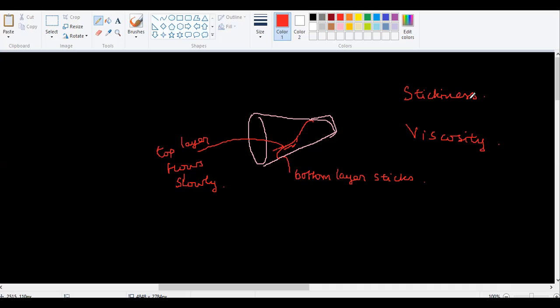But stickiness is a qualitative term. I can say honey is much stickier compared to water. But compared to water, oil is more sticky. So I can say water is here, then oil, some vegetable oil, and then honey. But that is a qualitative term.